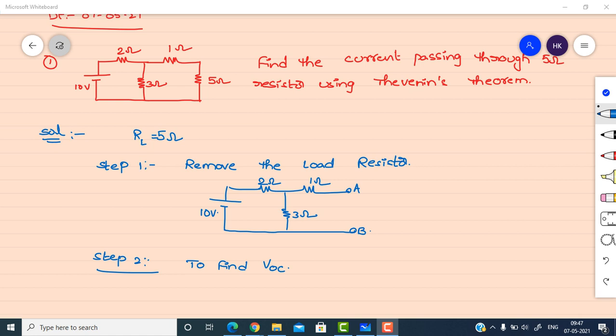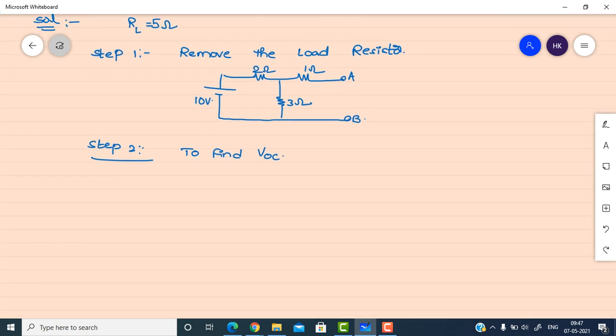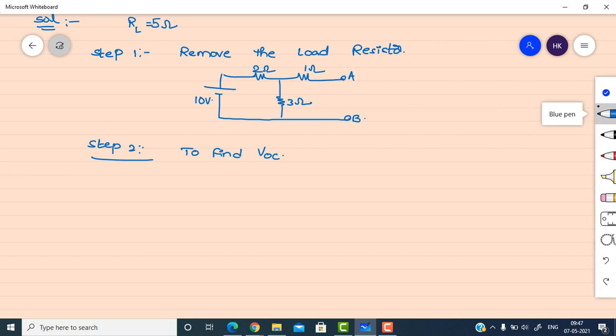First step in the Thevenin's theorem is you have to remove the load resistor and redraw the circuit. So this 5 ohm resistor I remove and I mark the terminals as A and B. Next step, you have to find out the open circuit voltage. Open circuit voltage means where you remove the load resistor, there you have to find out the voltage between those two terminals. That is load terminals. So between the load terminals, you have to find out the open circuit voltage.